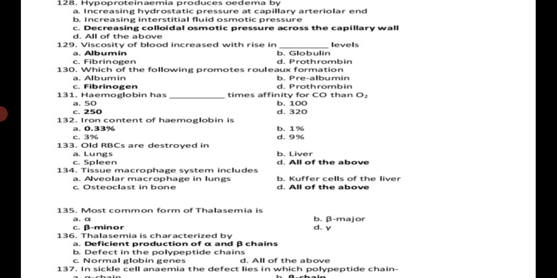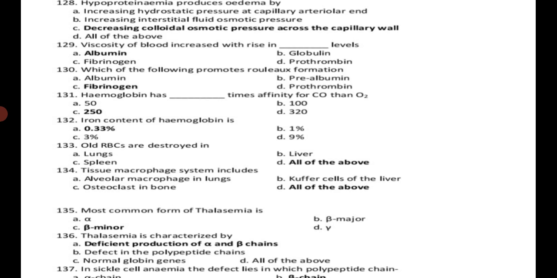Myeloid phagocytic cells in spleen, liver, lungs, kidney destroyed the old RBCs through hemolysis. So option D is the answer of question number 133. Question number 134. Tissue macrophage system includes alveolar macrophage in the lungs, Kupffer cell of the liver, osteoclast in the bone. Now about the Kupffer cells of the liver.